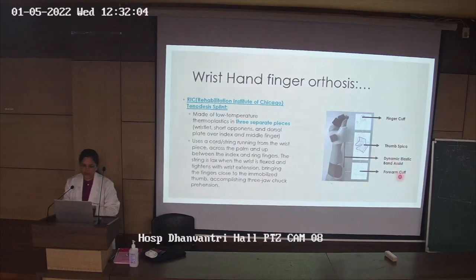It uses a cord. This is the cord or string running from the wrist piece across the palm and up between the index and the ring finger. The string is lax when the wrist is flexed and tightens when the wrist is extending, bringing the fingers close to the immobilized thumb and accomplishing the three-jaw chuck movement. The three-jaw chuck prehension or movement is required to hold or grasp any object.